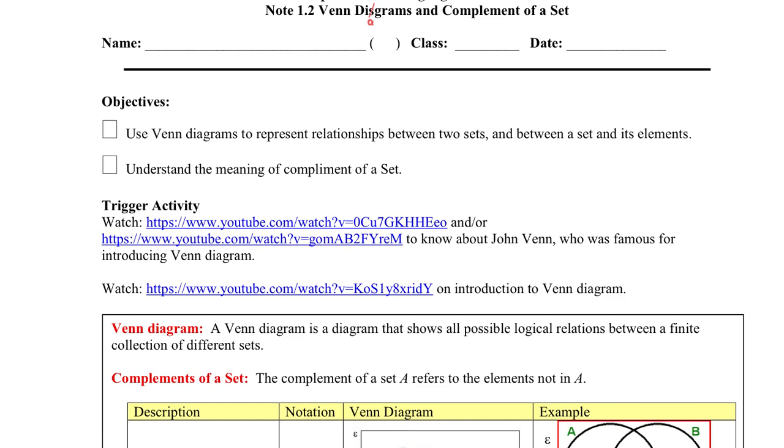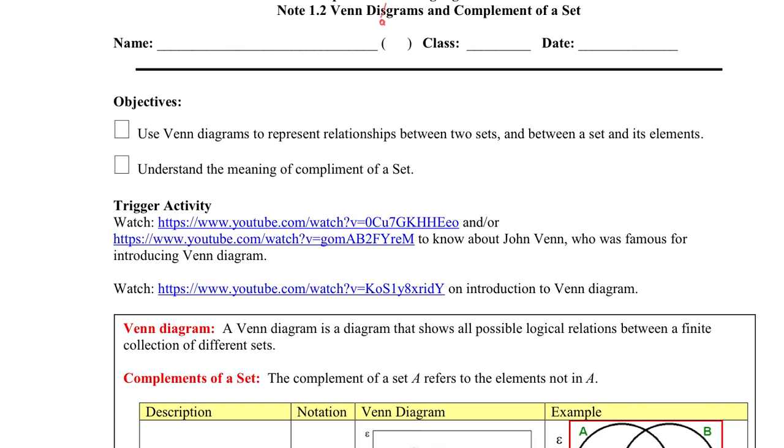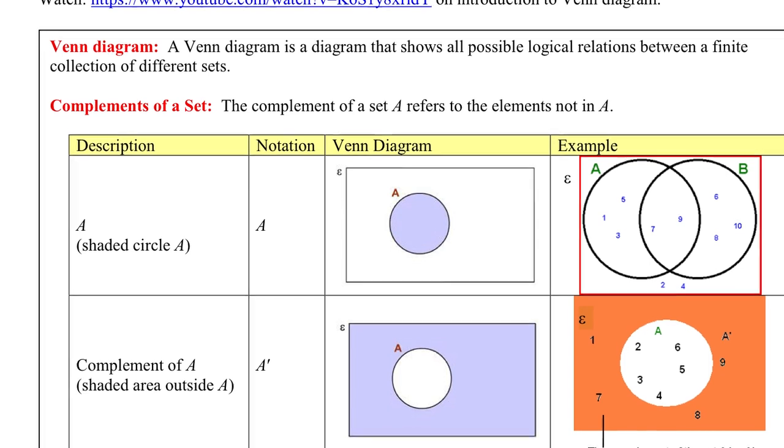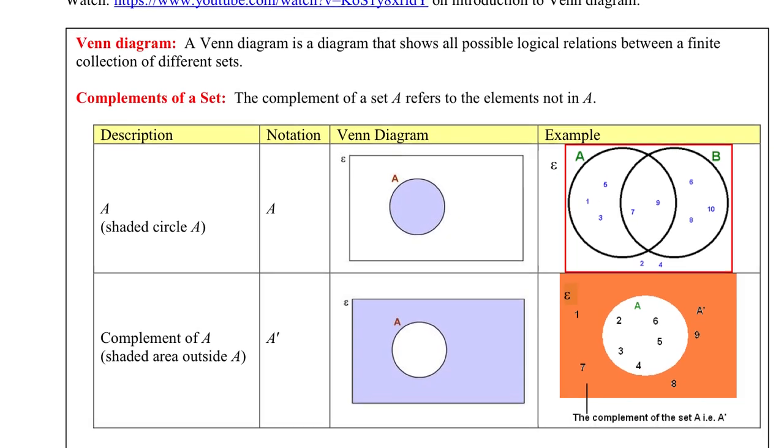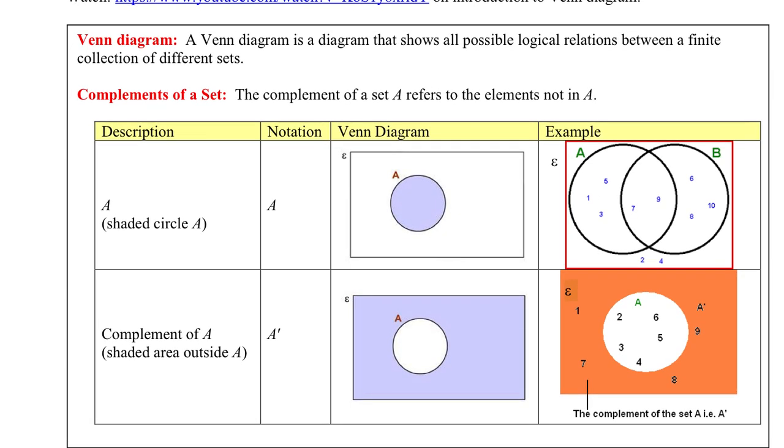This is Mr. Tan here, and today we're talking about the chapter on sets and in particular about Venn diagrams and what is the complement of a set. So this is not the start of the chapter, so you should already be familiar with the idea of sets being groups, and the diagrams that we've been seeing basically are referred to in mathematics as Venn diagrams. So these Venn diagrams just give us a very pictorial view of how the groups are done.